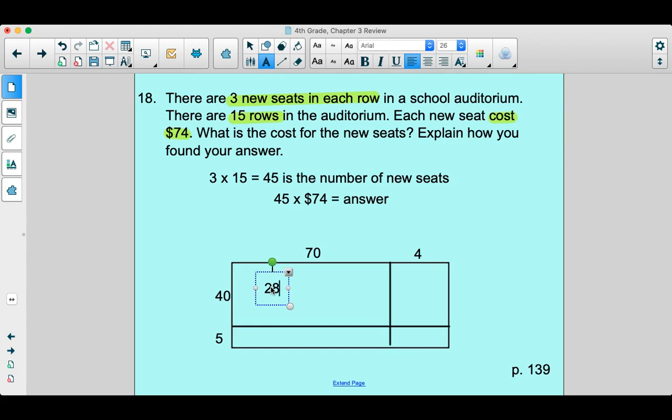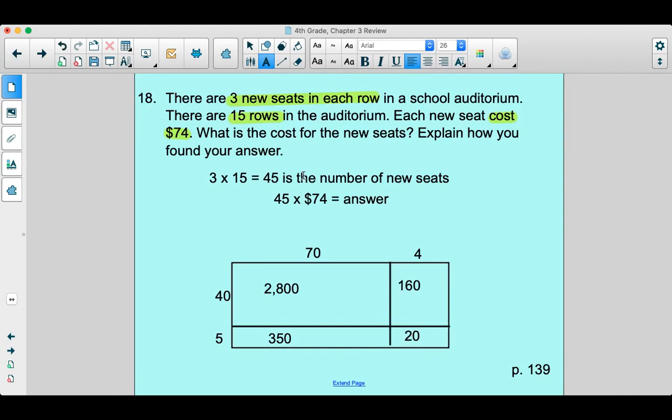And I know I need to add 2 place values, so 2,800. 5 times 70 is, well, 5 times 7 is 35. And 1 more place value. 4 times 4 is 16. So 40 times 4 is 160. And 5 times 4 is just plain old 20.